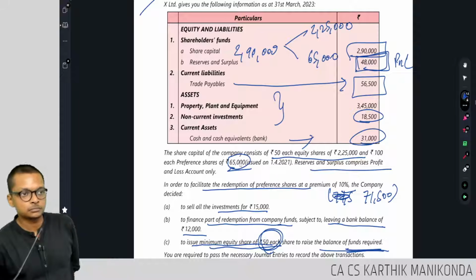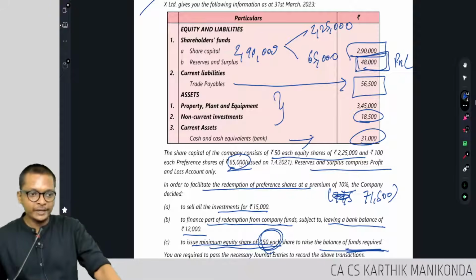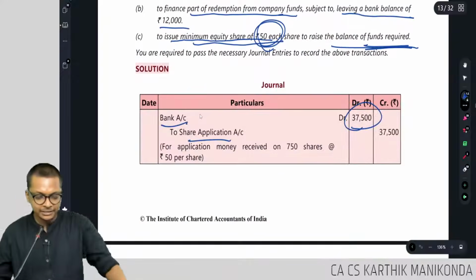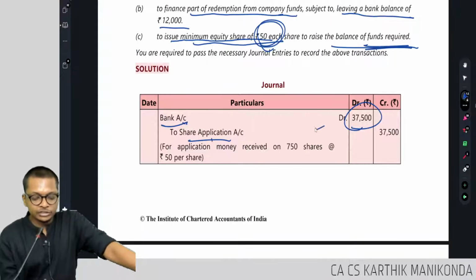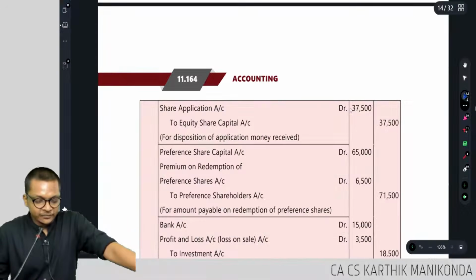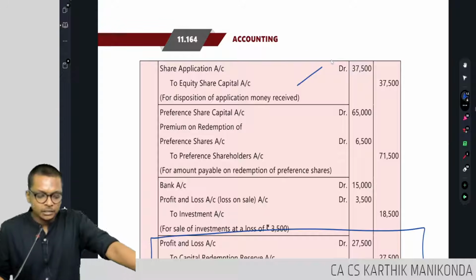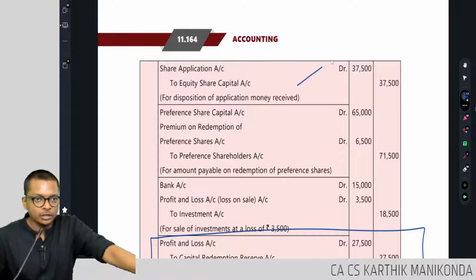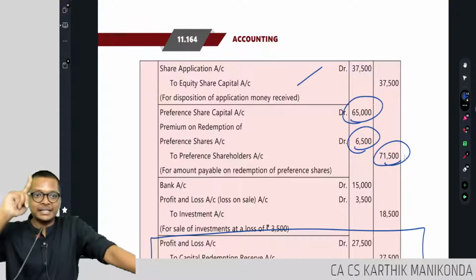Finish, Shweta. All 6. Okay, let me brief through. By now you should have finished, guys. Look at this. We found out 37,500 is the share issue. So bank account to share application 37,500. Then the same to share capital 37,500. Then redemption of preference shares: we saw preference share capital is 65,000, premium is 6,500, total 71,500 in our template entries.